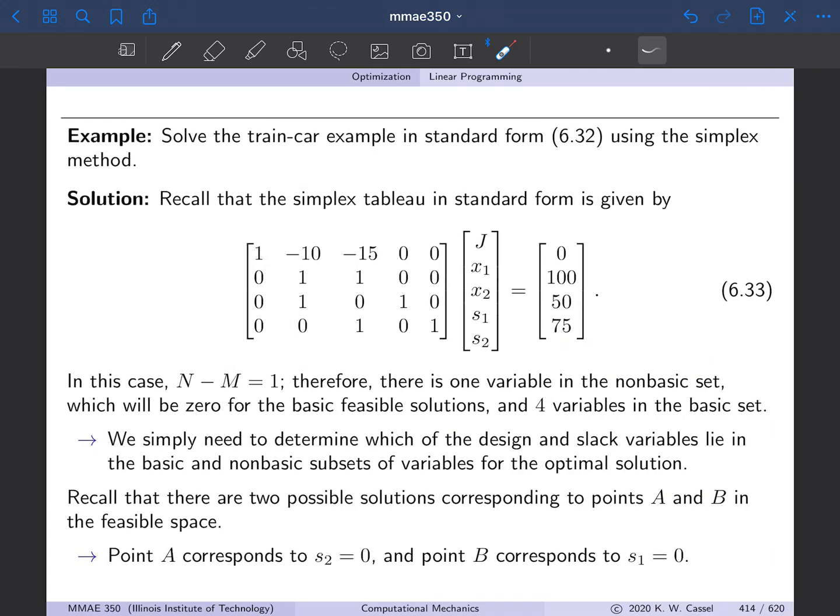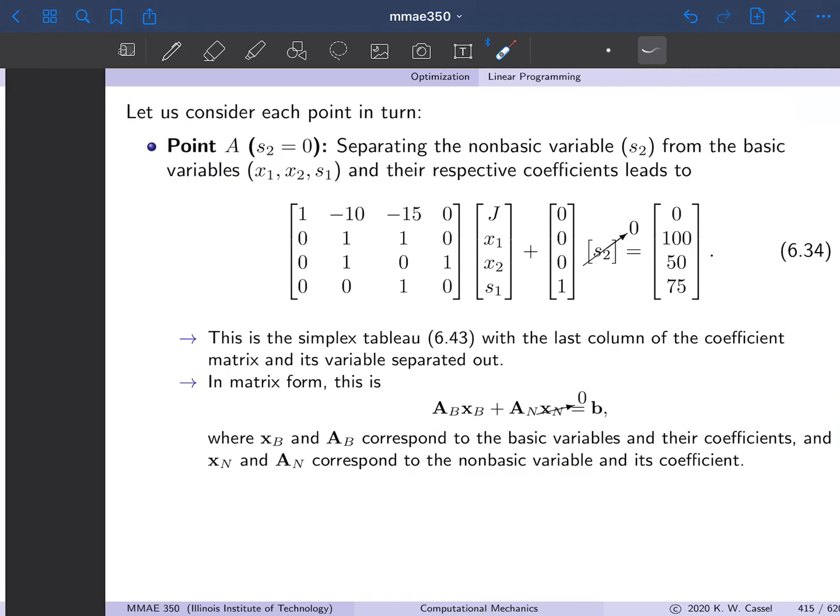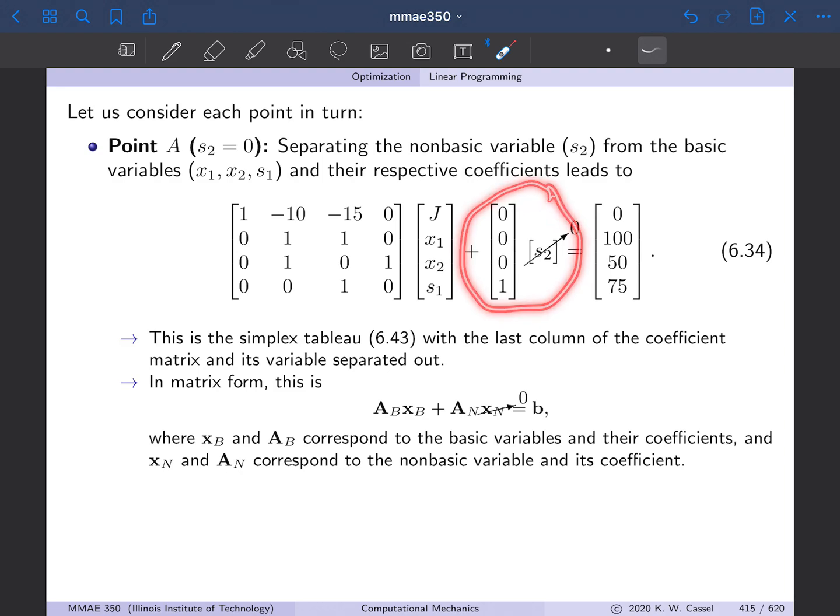Because if you look back, this is 1, 2, 3, 4 equations for 1, 2, 3, 4, 5 unknowns, the number of variables. So it's 4 by 5, so it's underdetermined. We discussed that last time. So we have an underdetermined system of equations, but if we take out the one non-basic variable and its coefficients, then we end up with a 4 by 4 system of equations to solve, which has a unique solution that we can then obtain, the J, the x1, x2, and s1. So here's how it goes.